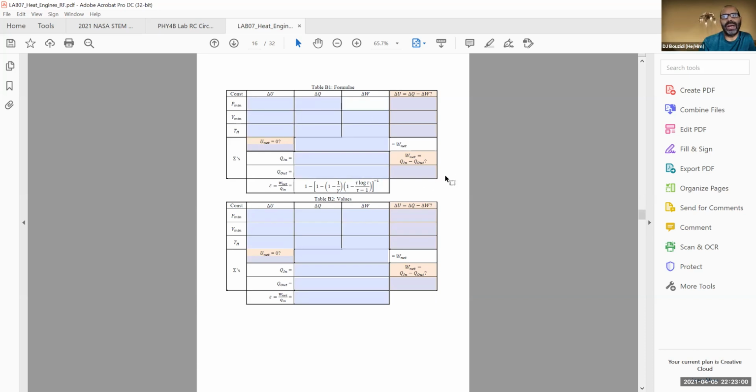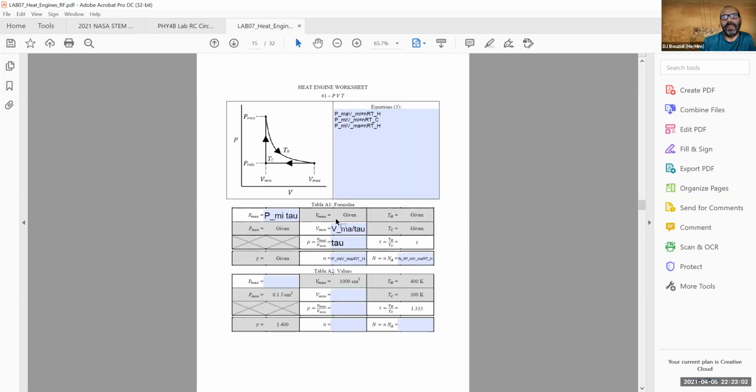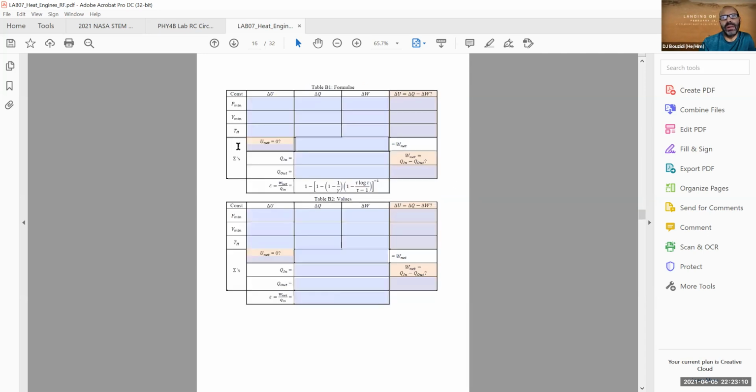I need to also look at the second process happening at V min. This is the isochoric process. So again, this is where V min is constant. So this is the isochoric process. I need to find delta U, I need to find delta Q, or Q actually, and I need to find delta W. And each time I'm going to take this value minus this value.